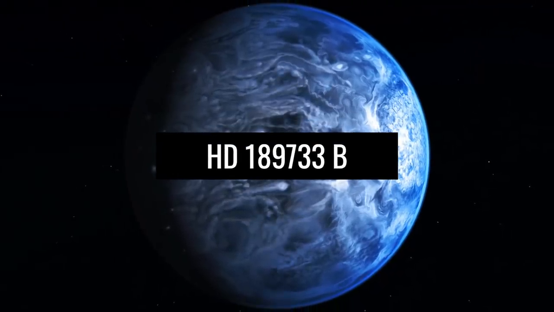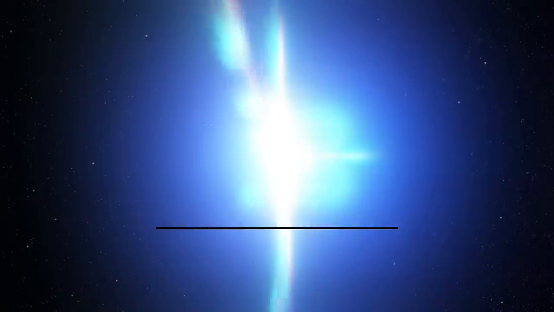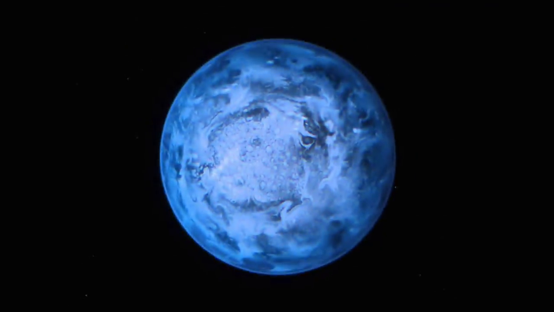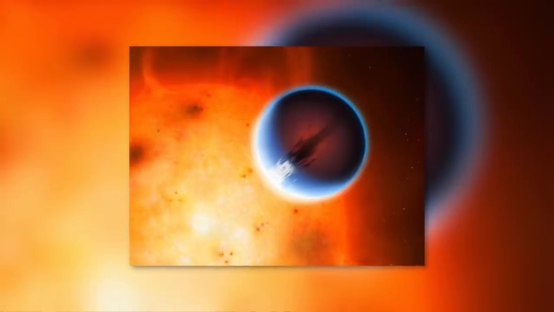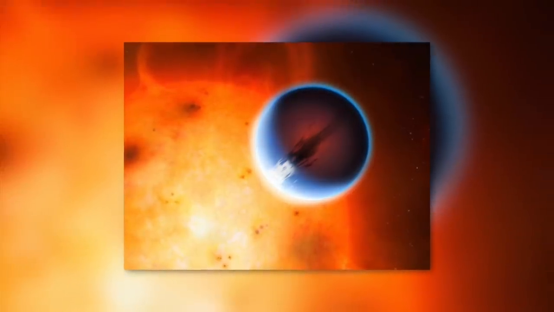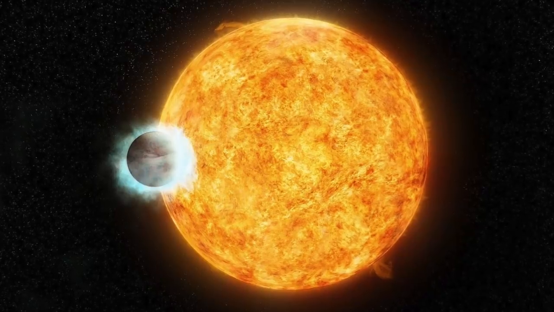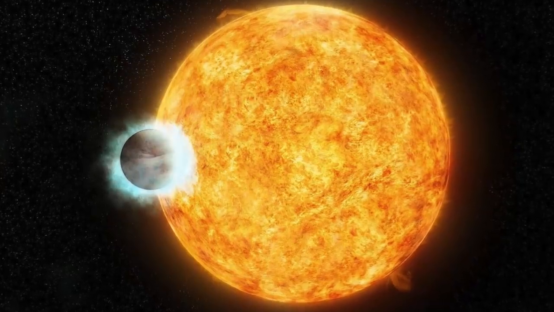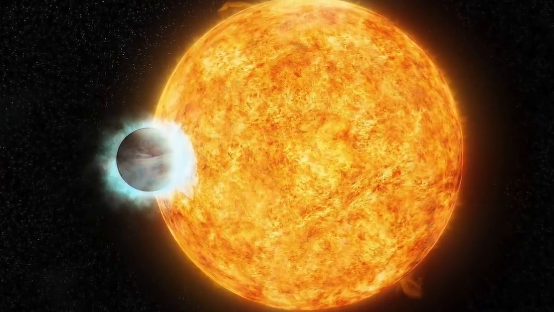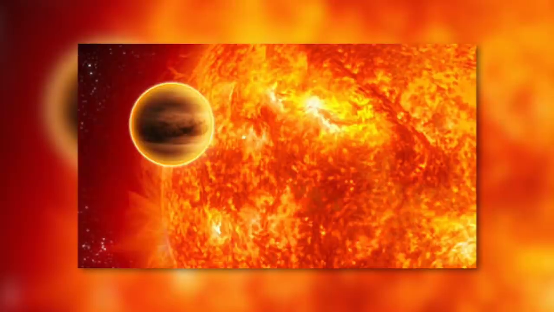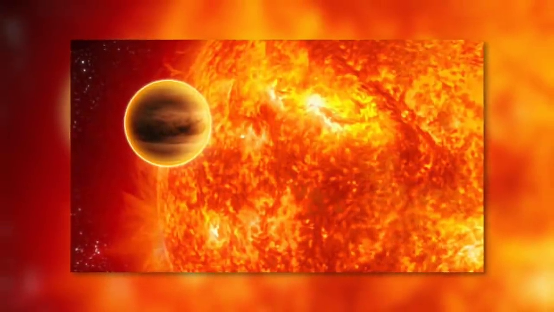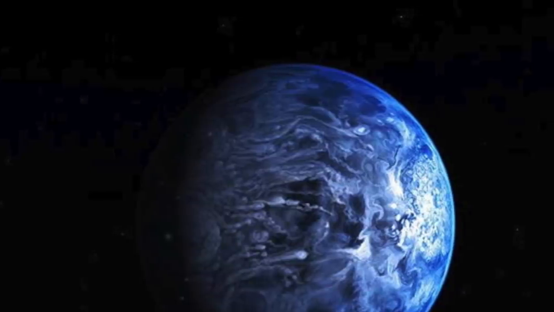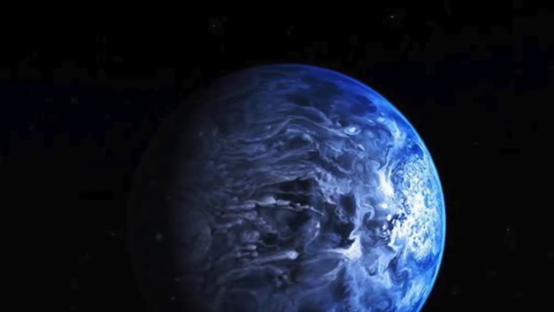HD 189733b. This planet is located over 60 light years from our Earth and has a beautiful blue color. This color is caused by molten glass that fell from the sky. The planet is very close to a sun, so the average temperature is about 1,768 degrees Fahrenheit. At such high temperatures, just about everything melts. What's more, the so-called glass rain can reach speeds of up to 7,000 kilometers per hour.